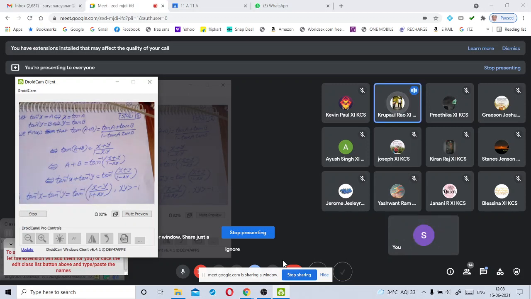Tan inverse x plus tan inverse y is equal to tan inverse of (x plus y) by (1 minus xy). Tan inverse x minus tan inverse y is equal to tan inverse of (x minus y) by (1 plus xy). xy is greater than minus 1.